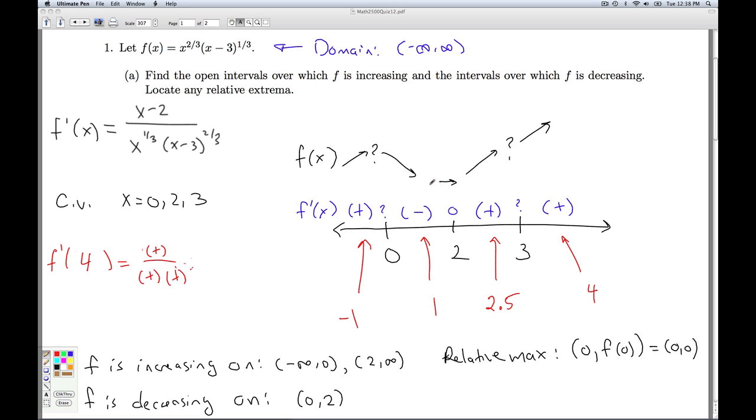And I look at 2 there, and it goes from decreasing back to increasing, so it's a relative min at 2 comma f at 2. I plug 2 into this. 2 minus 3 is negative 1. Negative 1 to the 1/3 power is negative 1. So I get 2 to the 2/3 power. That's the cube root of 4, if you're interested. Okay? So that'll do it for part A.